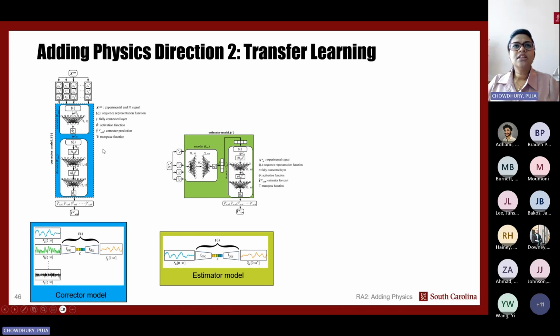Here is a more detailed layout of this model, but I don't want to bore people by explaining all the mathematical terms. Just a single thing we can see: the blue is considered the corrector model, where we send all of this data as a vector representation. Then here are the encoder and the decoder and the final output. But in the case of the estimator, we just feed one single data.